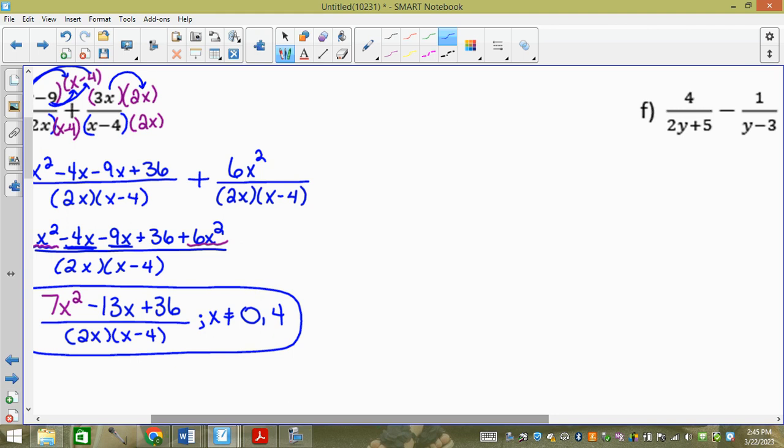But here I have a 2y plus 5 and a y minus 3. Do they share anything in common? Do they really share anything in common? No, one's a 2y plus 5 because it's attached, it's one whole thing, and the other one's a y minus 3. They share nothing in common. So how do I make common denominators? Just multiply them by what? Each other. That's it.